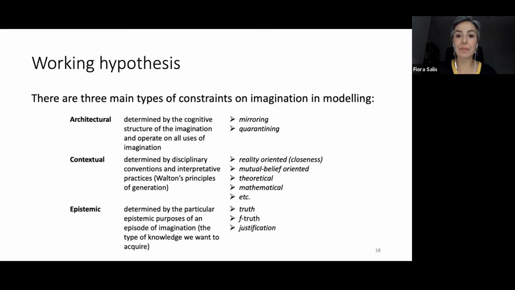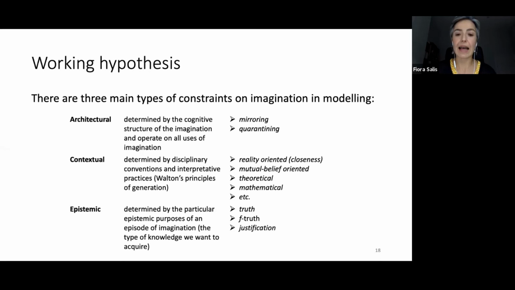Fictional truth is definitely relevant. If the development of the model happens in the imagination and the notion of fictional truth is what is relevant there, then this is the kind of constraint that we will have to consider for our knowledge of what is true in the model, which means what is fictionally true.